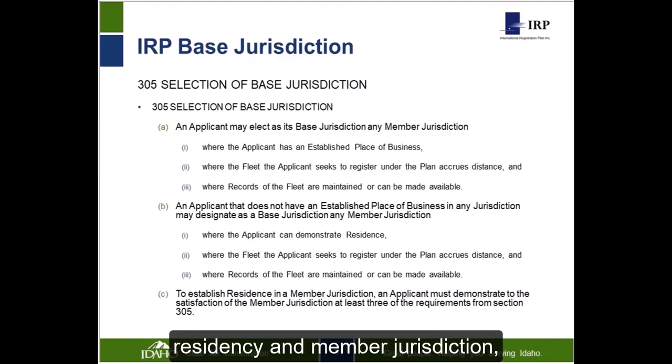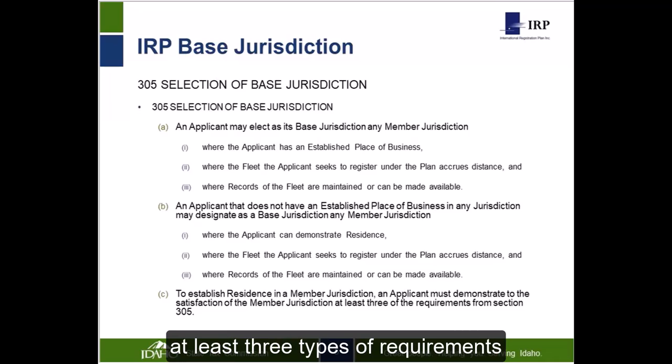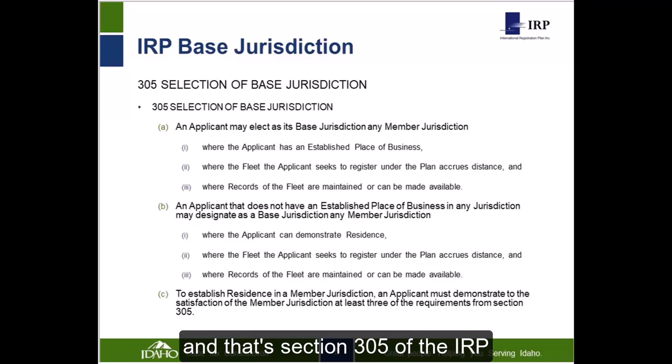To establish residency in a member jurisdiction, an applicant must demonstrate to the satisfaction of the member jurisdiction, so Idaho in this case, at least 3 types of requirements from Section 305, and that's Section 305 of the IRP plan. And IRP also has an excellent website that you can refer to.